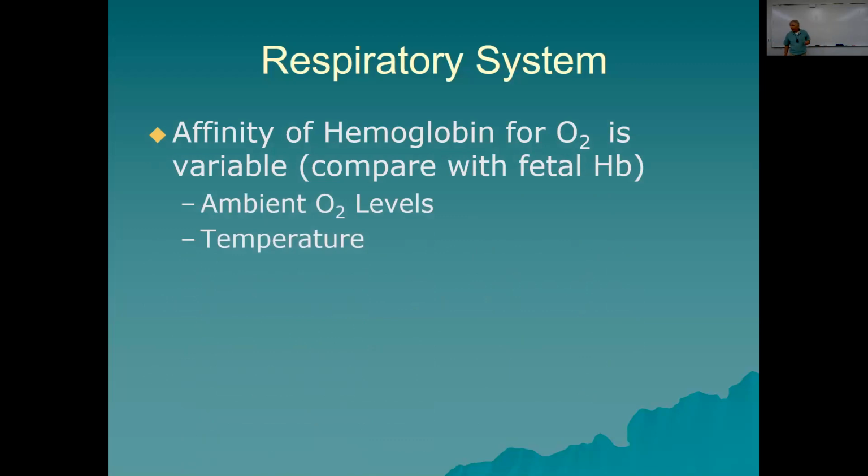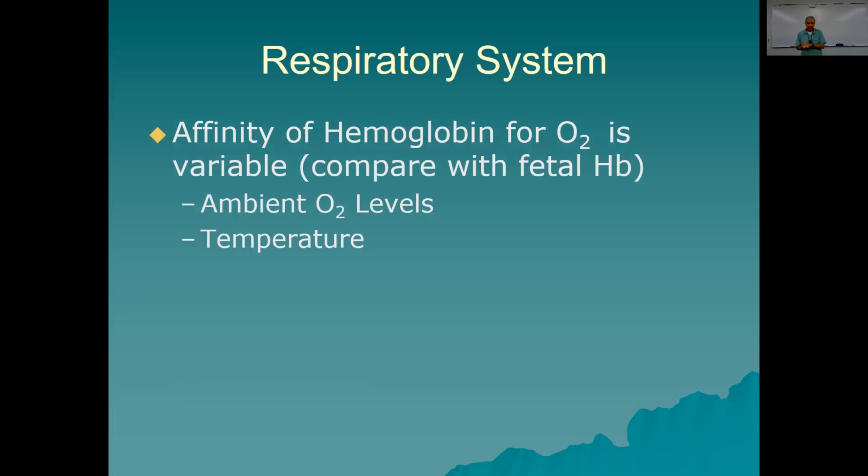Okay. Affinity of hemoglobin for O2 is variable. There are things that affect the strength of the bond between oxygen and hemoglobin. It says compare with fetal hemoglobin. This is interesting. At one time you had fetal hemoglobin. Now, do you think a fetus's hemoglobin would have greater or less affinity for oxygen, or the same affinity, as adult hemoglobin? Well, think about it.